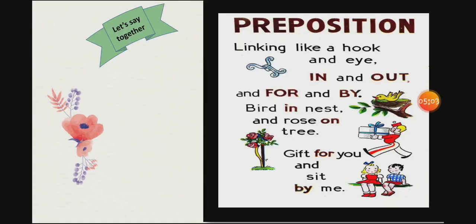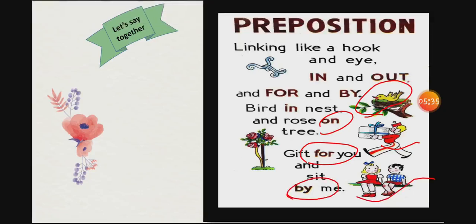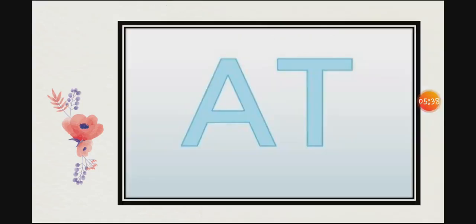So learn this rhyme so that you can know all of the prepositions and their meanings. It has meaning as well. Let me show you according to the situation. See, the bird is on the nest. See, here is on. Then gift for you, it's for someone, that's why here. Sit by me, it's side by side, that's why, sit by me. Those are all related to each other. So let's go for the next slide.